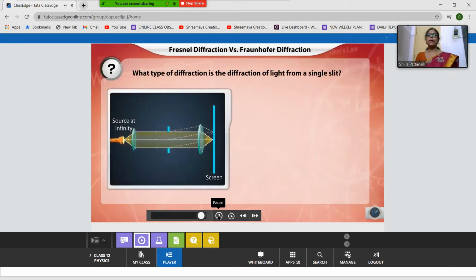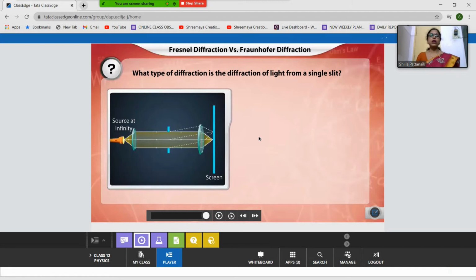Now, let's answer this question. What type of diffraction is the diffraction of light by a single slit as shown in the diagram? Okay, students, now can you answer what type of diffraction is shown here? Fresnel or Fraunhofer? Fraunhofer. All are telling Fraunhofer? Boys? Yes, ma'am. Fraunhofer.